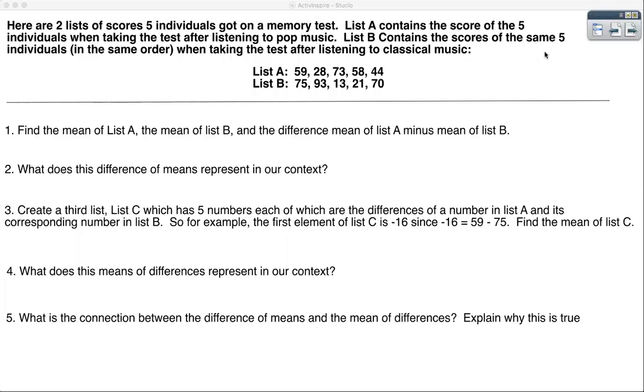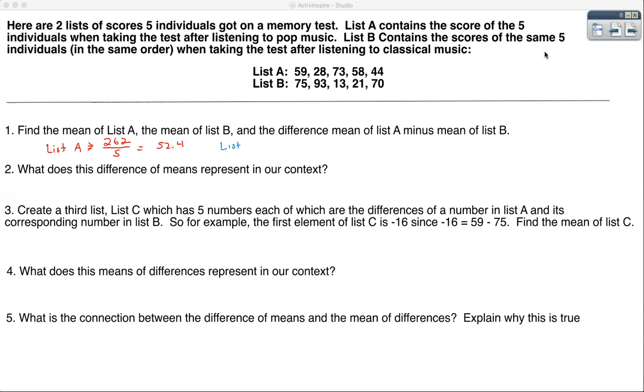All right, so first we have to find the mean of list A and the mean of list B. So just a reminder, how do you find the mean? You simply just have to add up all of your numbers that are in the list and divide by the number of items in your list. So for list A, I'm going to add 59, 28, 73, 58, and 44. When I do that, I get 262. So that is the sum of all of the items in list A. Now there are 5 items, so I'm going to take 262 and divide it by 5. Once I do that, I will notice that the mean of list A is 52.4.